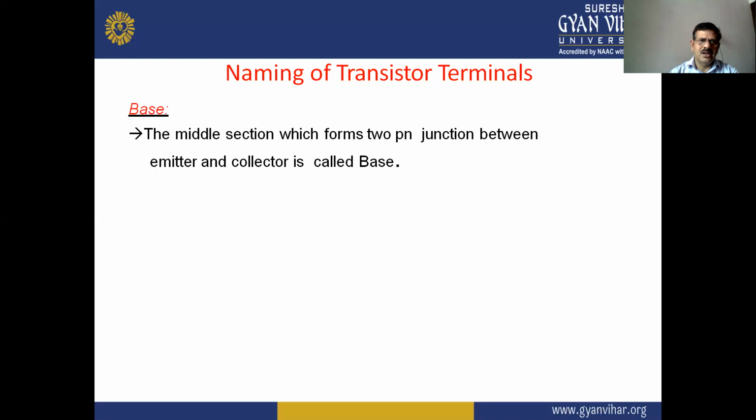Now we discuss the base terminal, that is the third terminal of the BJT. The middle section which forms two PN junctions with the emitter and collector is called the base. This is the middle section of the two PN junctions, between emitter and collector. So this is the base terminal.